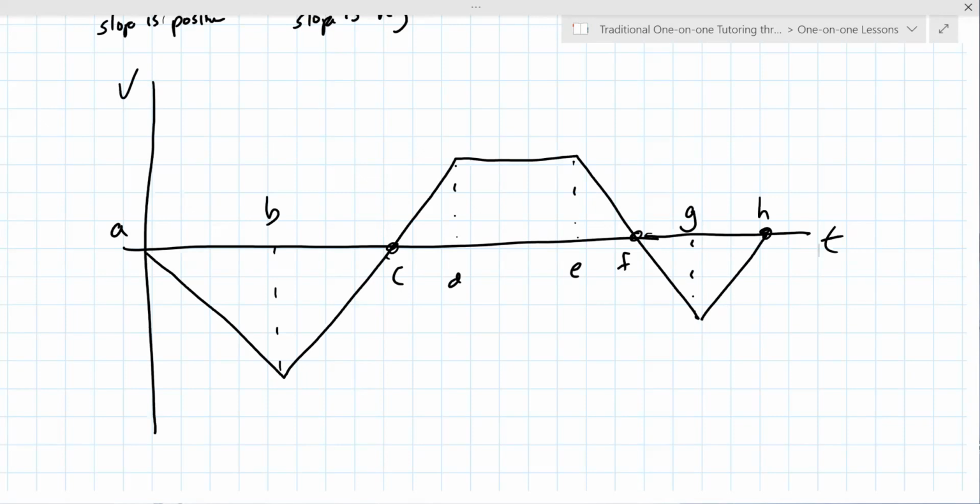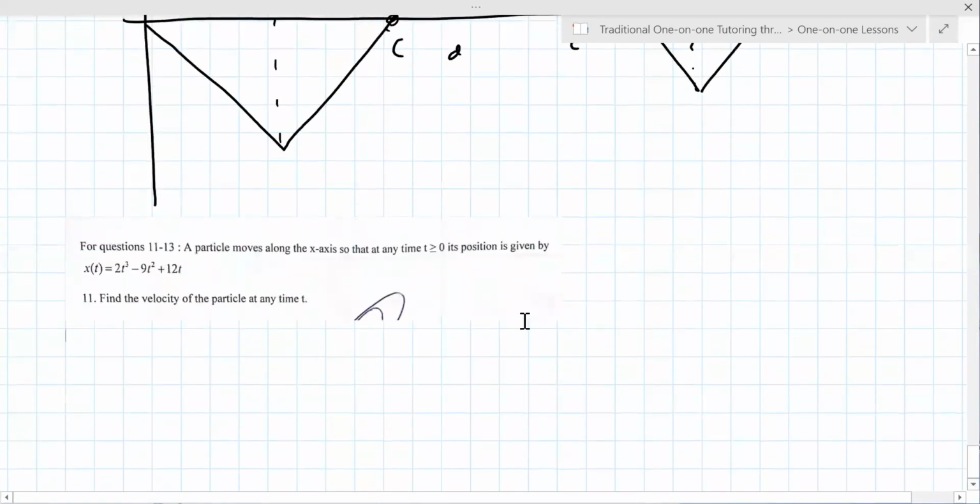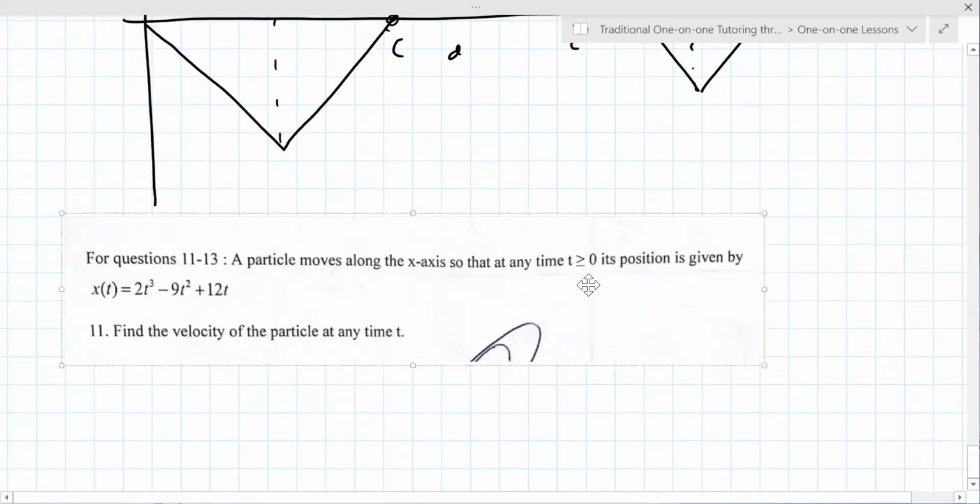Okay. All right, let's move on to a new question here. All right, a particle moves along the x-axis and it's given by this. So what I want you to do is find both the velocity and then the acceleration.